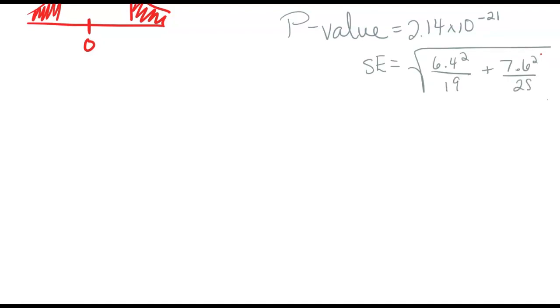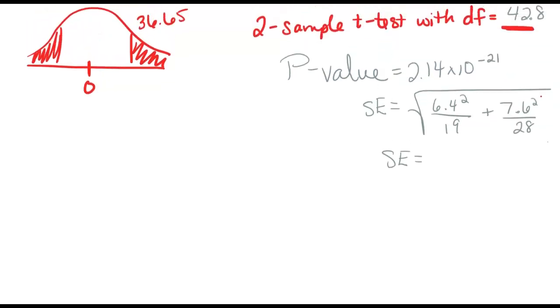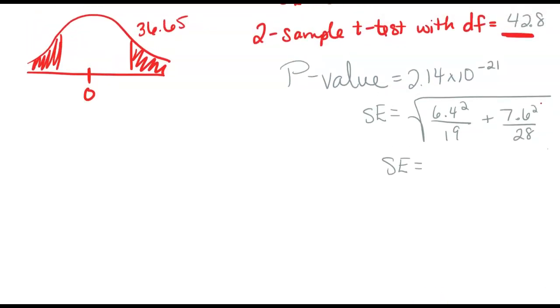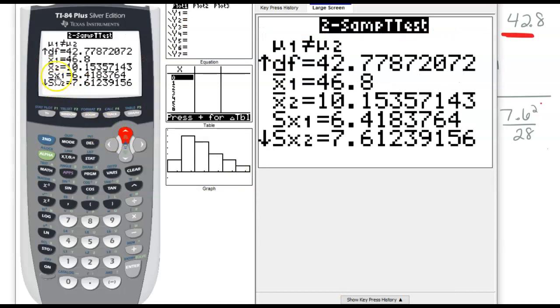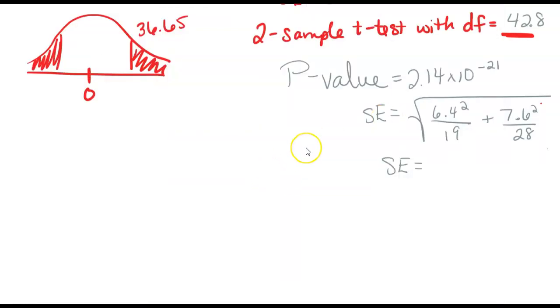And this is 28. You don't have to show this step, but if you have a problem asking for the standard error, I want to make sure you recognize that you can get some of the answers from the calculator right here, but then you still have to square them and divide them by the sample size. All right, so now let's actually write what that is. So, 6.4 squared divided by 19. I'm doing it on my handheld calculator versus the computer because it's a little faster. So you should get 2.05.